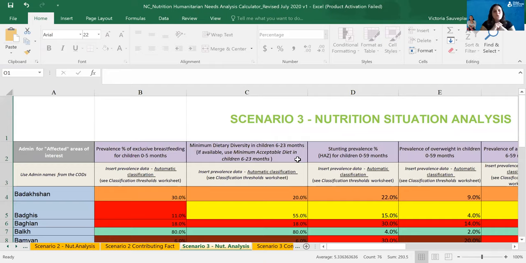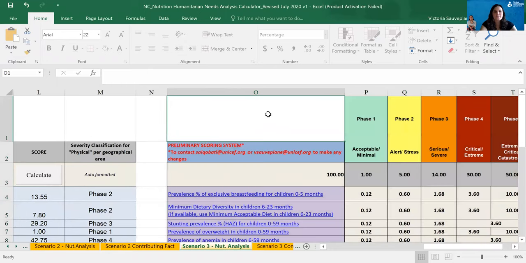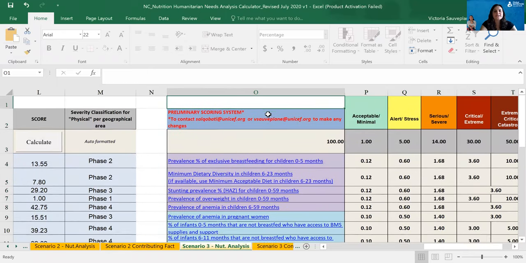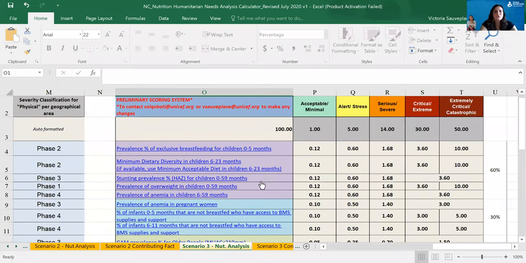So what was devised, through this task force that was supporting me in the development of this guidance, is that we looked at 10 key indicators. Here we have them. And we did a preliminary scoring system, based on a 3-tiered approach. These first ones in purple, we deemed most relevant for this context, and allocated 60% of all the points that we derived per phase across these 5 indicators.